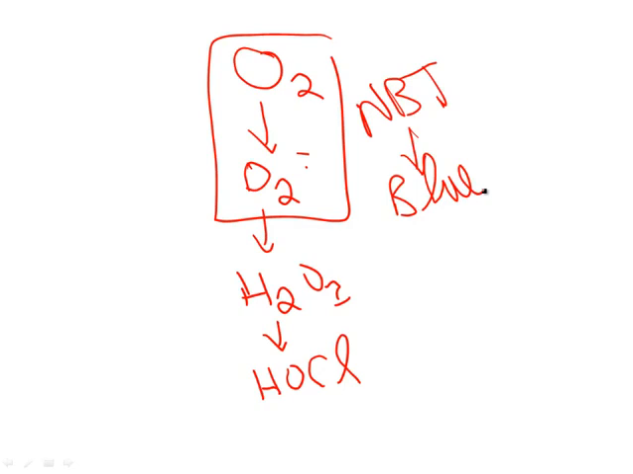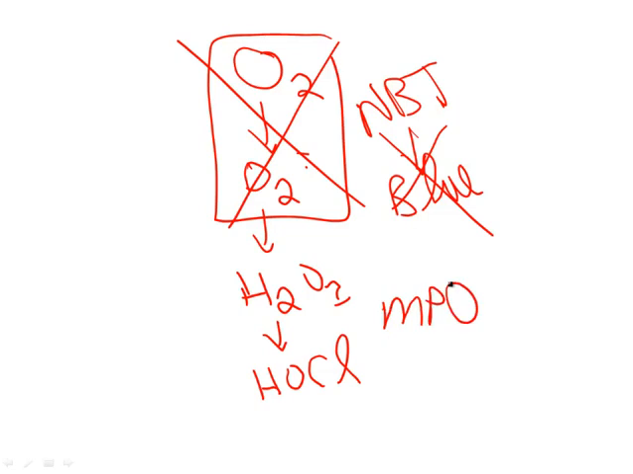Right? And so patients who have chronic granulomatous disease are not able to produce this reaction, and therefore they will not be able to change the dye to its blue color, and the dye will remain colorless. So that's an important test to be familiar with. Now, there is another disease that can also affect this pathway, and that is the fact that MPO converts. Remember that MPO converts hydrogen peroxide to HOCl.